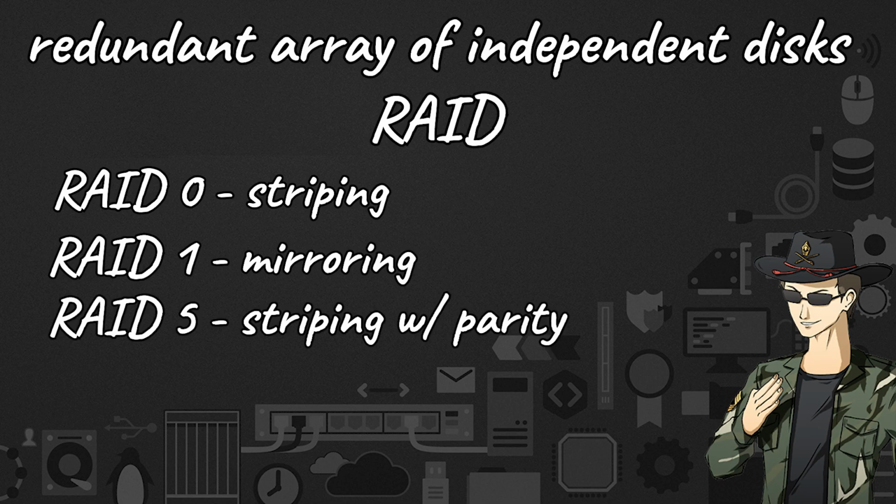RAID 5 is striping with parity, and the data is striped across the drives with one drive used for parity checks. So let's say you have 5 drives. The data is going to be spread across 4 drives, drives 1 through 4, and drive 5 may be the one to say, okay, guys, we need to make sure that everybody's in line here, make sure that the data is spread across equally.